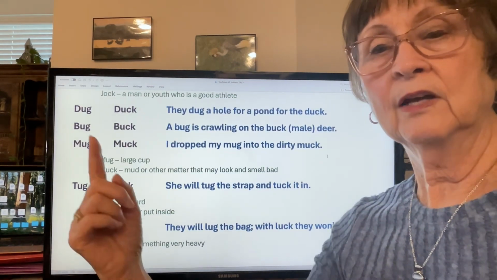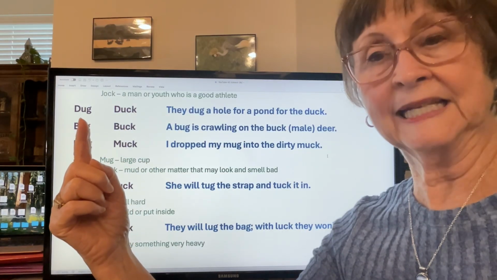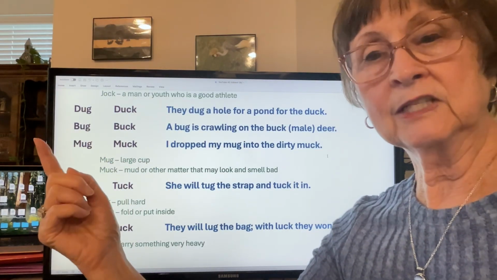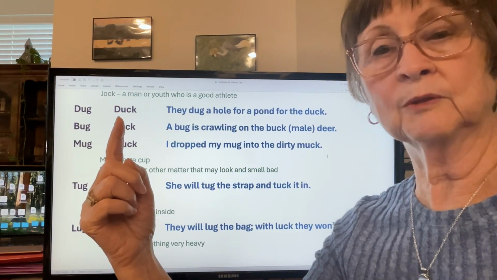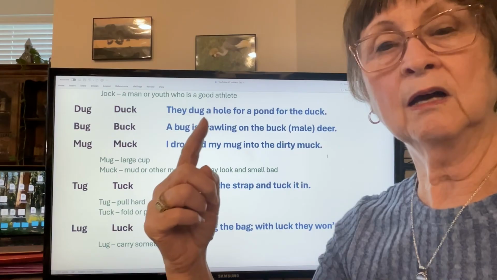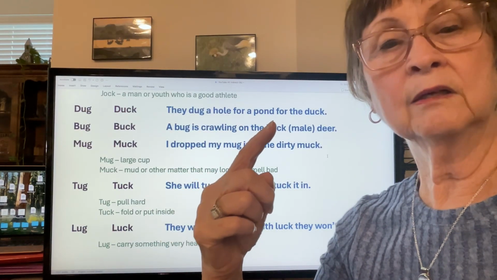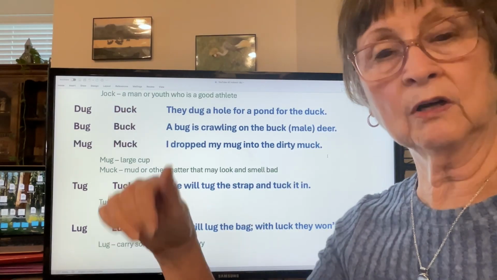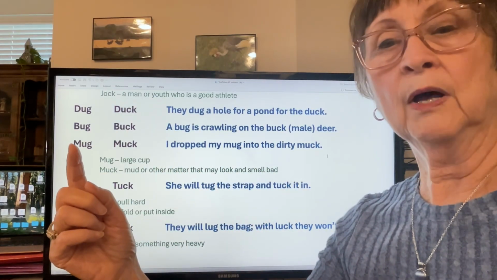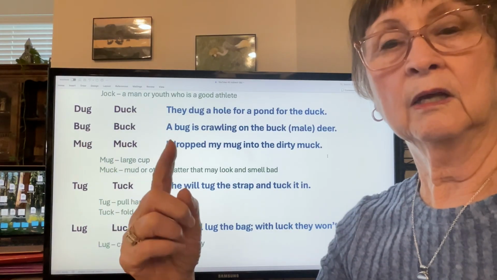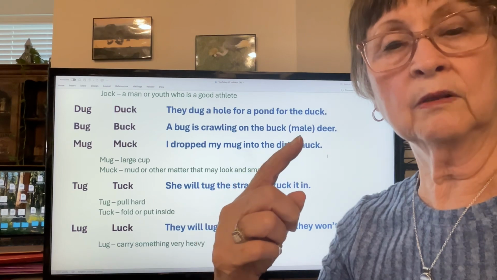Then we have dug and duck. This is the past tense of dig. He digs today, he dug yesterday. And duck, the animal. They dug a hole for a pond for the duck. They dug a hole, filled it with water. Now the duck can swim there. Bug, buck. A bug is crawling on the buck, the male deer.